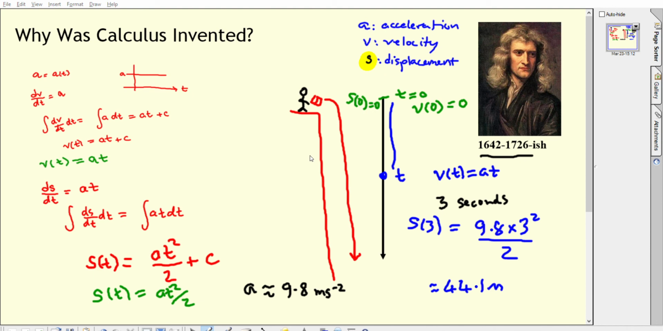Here, a particle moving in a straight line has velocity v meters per second and a displacement of s meters at time t seconds. The particle's velocity is given by v of t equals 4e to 2t plus t. Here, to find acceleration, you need to know that acceleration is the rate of change of velocity. So you would differentiate v with respect to t to find the acceleration.